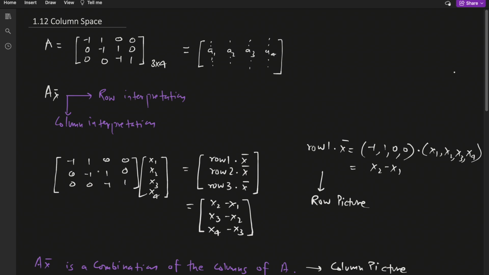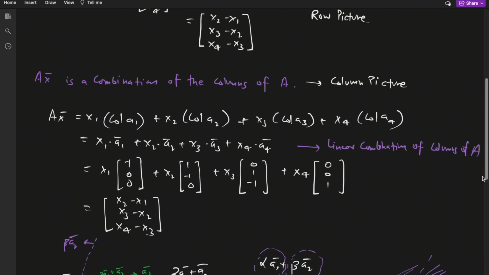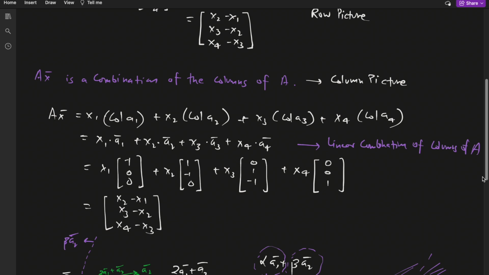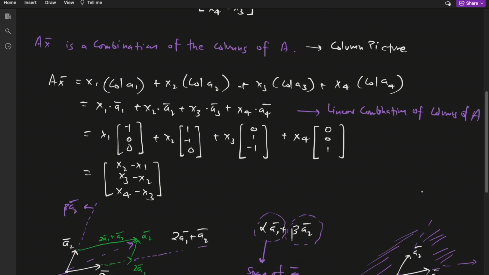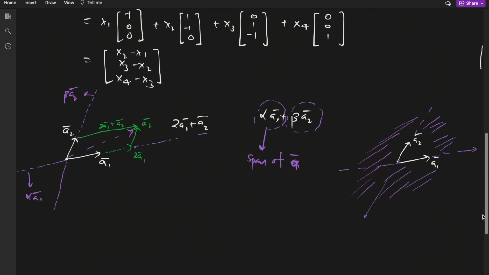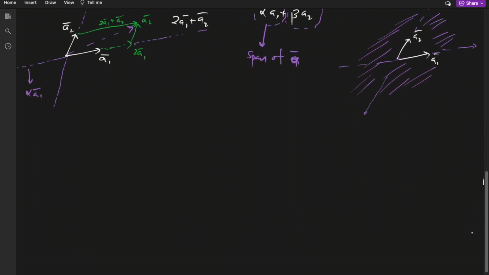So you see the row picture is simple, it is more about dot products, that is, taking the dot product of the rows of the matrix with the vector. But the column interpretation is something beautiful, because it is saying that the matrix-vector product is nothing but a linear combination of columns of matrix A. So we are taking the linear combination of column vectors. All right. So this is connected to column space.